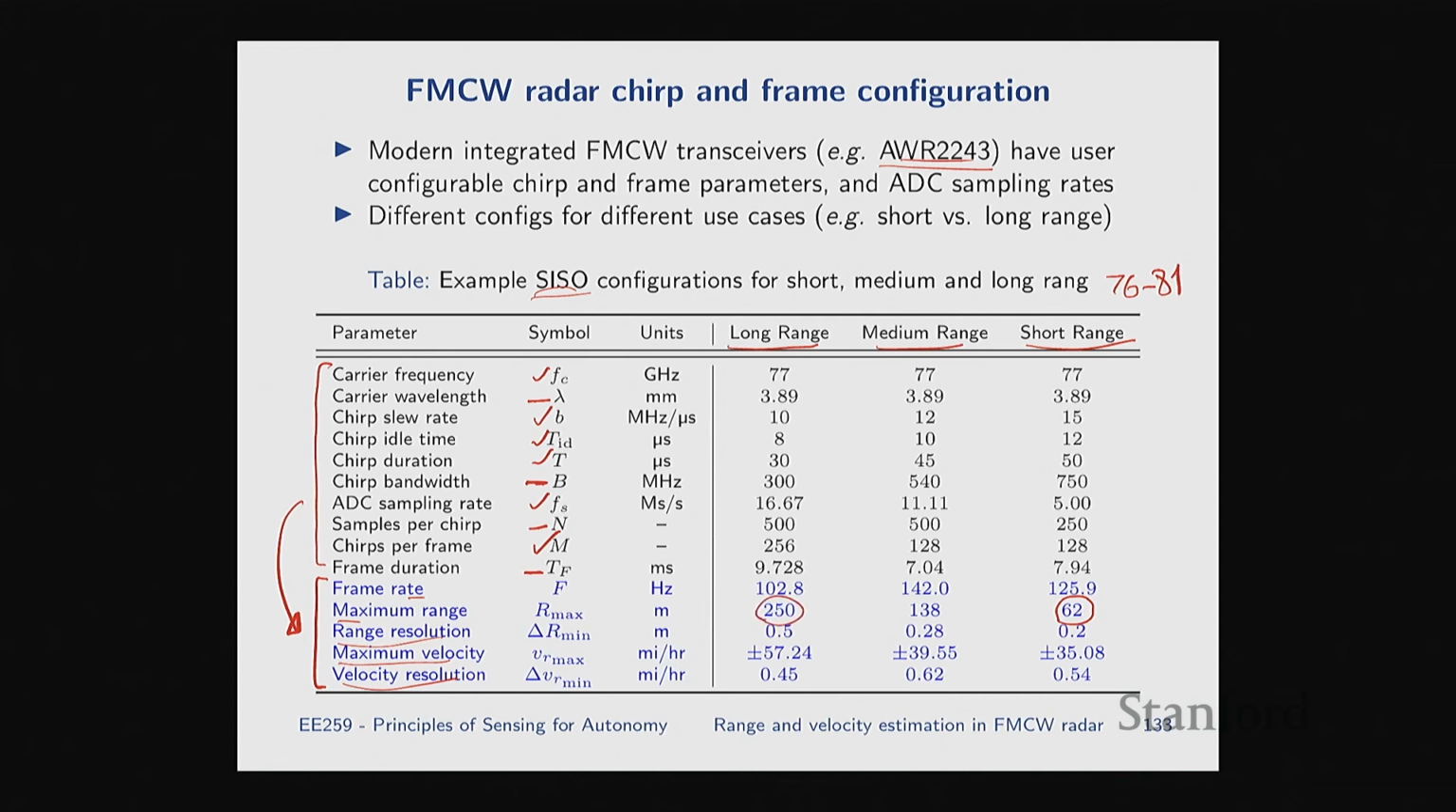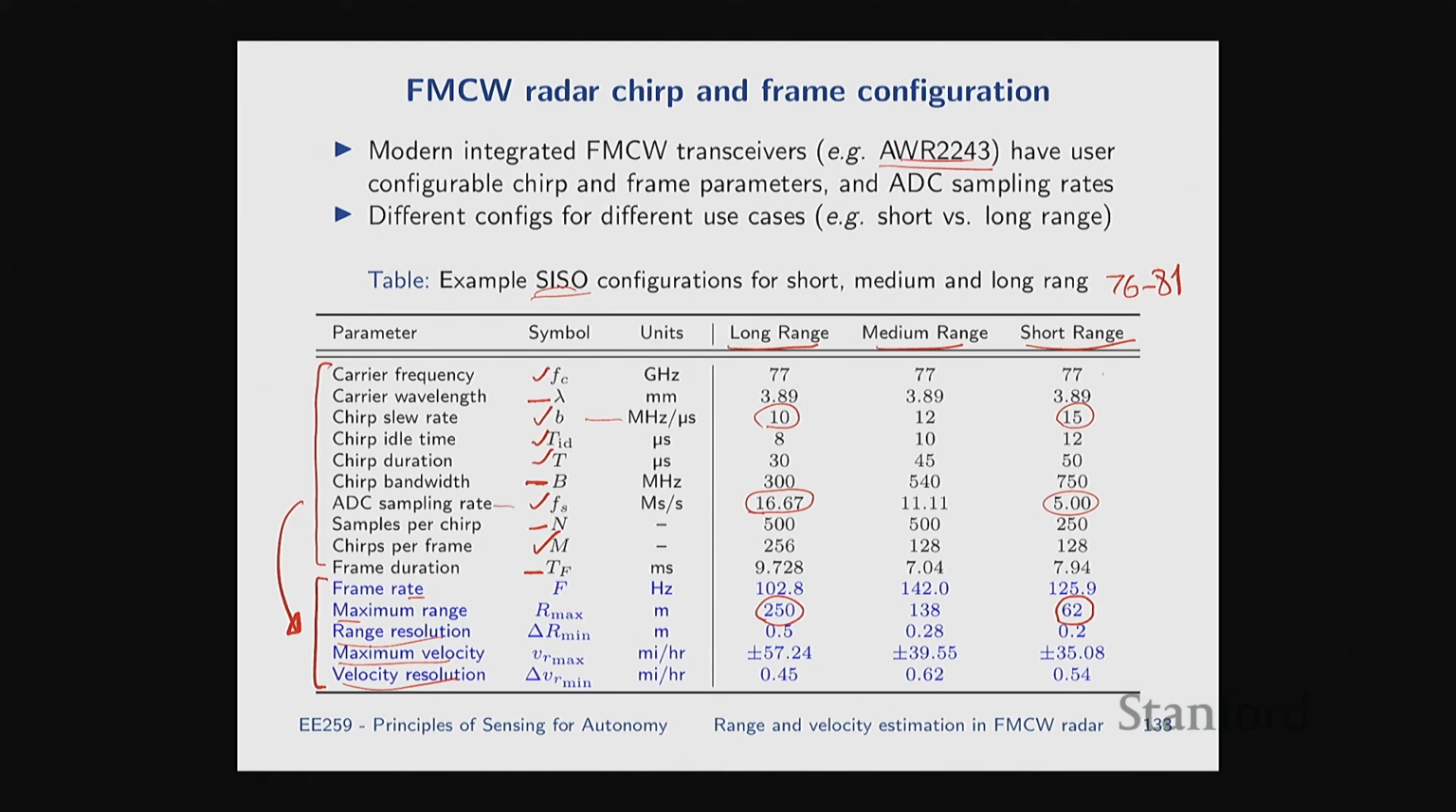Okay, so what parameters changed here? For instance, if you look at the slew rates that were chosen, short range has a higher slew rate, long range has a lower slew rate. Or if you look at, for instance, the ADC sampling rate, you see that short range has a lower sampling rate and the long range has a larger sampling rate. And based on the trade-offs that we discussed, these should make sense because of how changes in slew rate or sampling rate affect maximum range and range resolution.